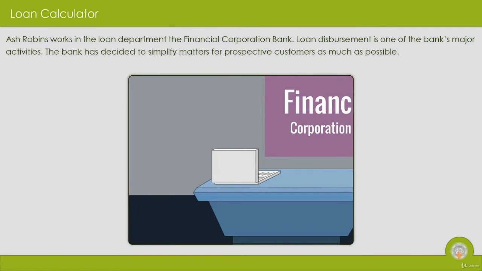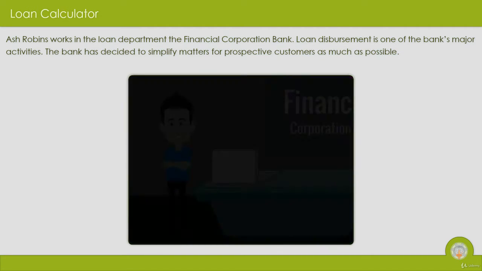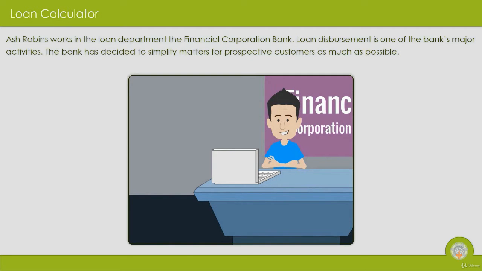Ash Robbins works in the loan department of the Financial Corporation Bank. Loan disbursement is one of the bank's major activities. The bank has decided to simplify matters of prospective customers as much as possible.